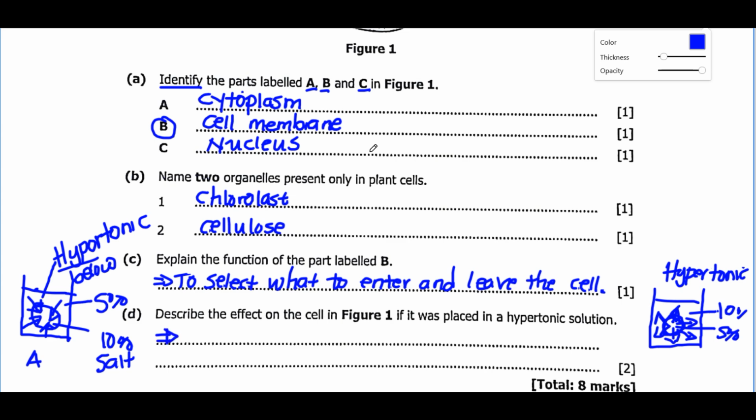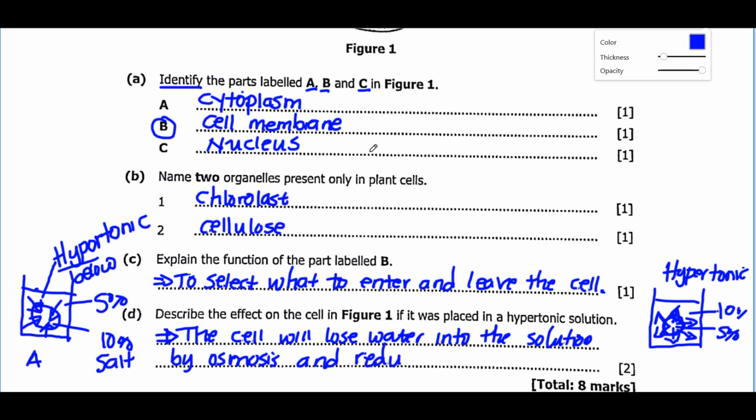So therefore, the answer should just be: the cell will lose water into the solution by osmosis and reduces in size. So which is, we look at this one as shrinking. So this is how we can look at this question.